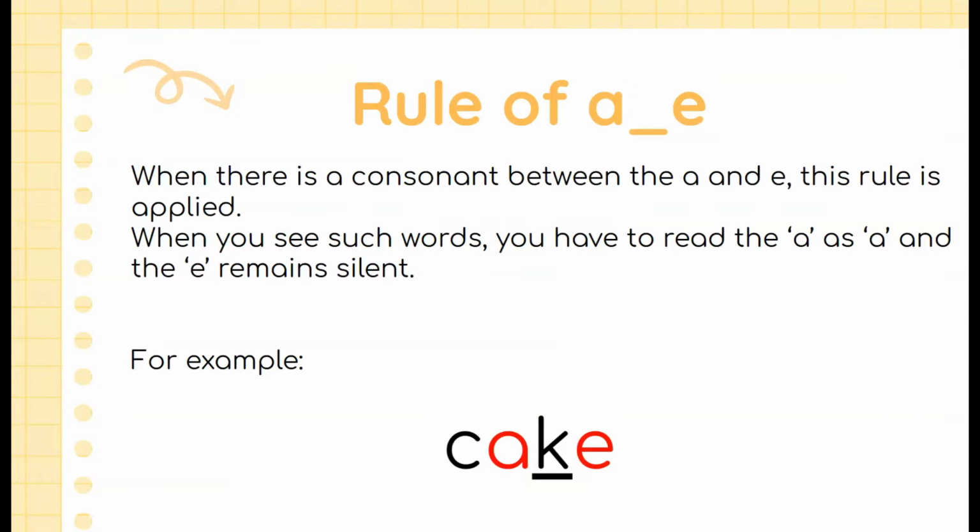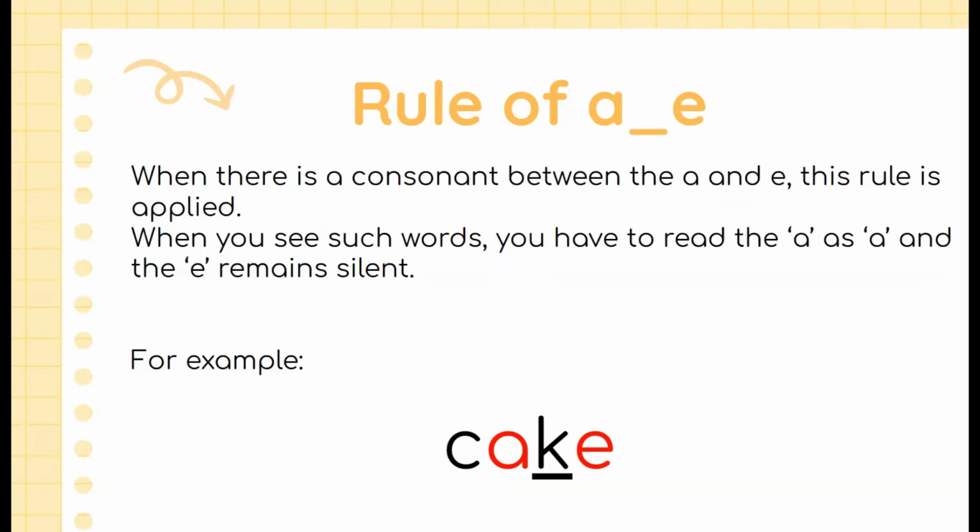When there is a consonant between the letter A and the letter E, this rule is applied. When you see such words, you have to read the letter A as A and not as phonics A. The letter E in such words remains silent.